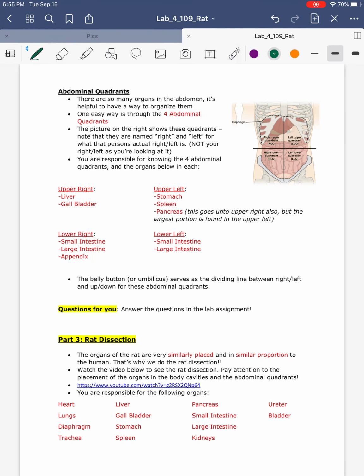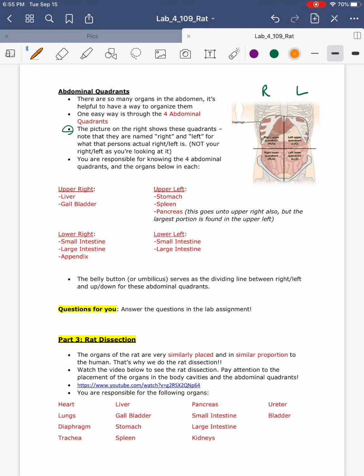Now, when we get to the abdomen, there's so many organs going on that it's helpful to have a system. And one of the easiest systems is the 4 abdominal quadrants. So we can have imaginary lines that create 4 quadrants in a human. Now pay attention here. I make a note. These are named by what it would be on that person. So this is the right side and this is the left, because that's what would be that person's right or left. Even though as we're looking at it, it looks like it's opposite, but we name right and left by what it would be on that person.